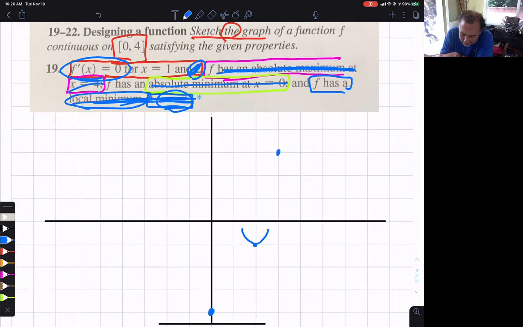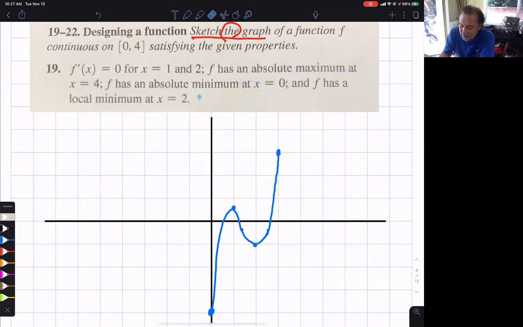At 1, the derivative is 0. But it's neither a relative max or min, or is it? Does it tell us? So I'm just going to pick a point here. The slope's got to be 0 there. Now, you might be bothered by what I'm about to do, but let me draw. Does that meet all of my conditions? Let me erase everything. Your graph doesn't have to look like that.